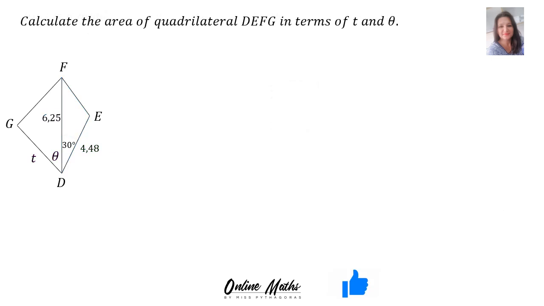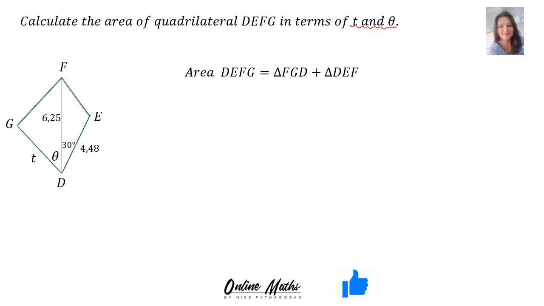Now this question follows on the previous slide. Calculate the area of quadrilateral DEFG. So it's that whole thing in terms of T and theta. Now what does that mean? That means inside your answer I want to see a T and a theta and numbers and whatever you can add there. Now let's start.